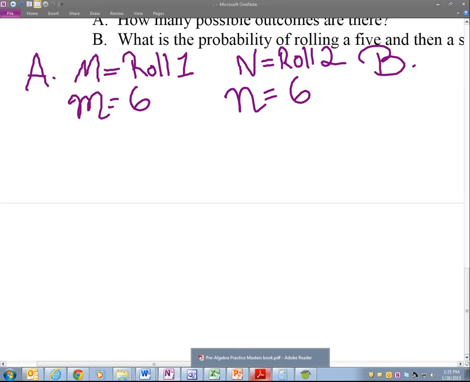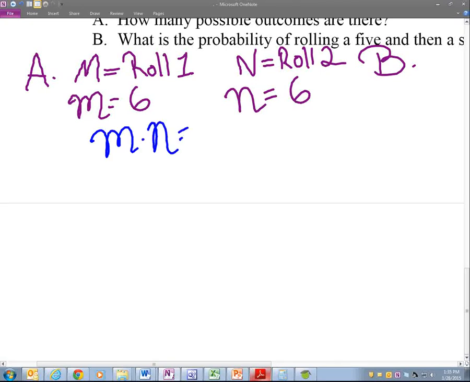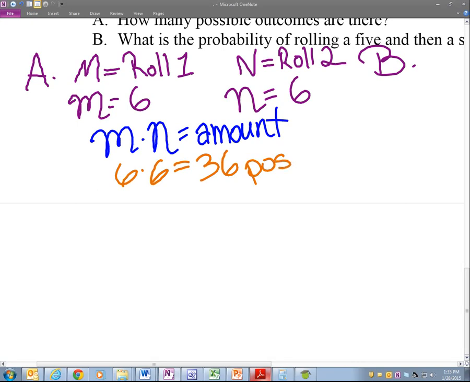Now we have our substitution here. We have our M times N equals amount. I'm going to go ahead and substitute those in. Does that look familiar? It is one die happening twice. I take my die, I roll it, I come back, I roll it again.